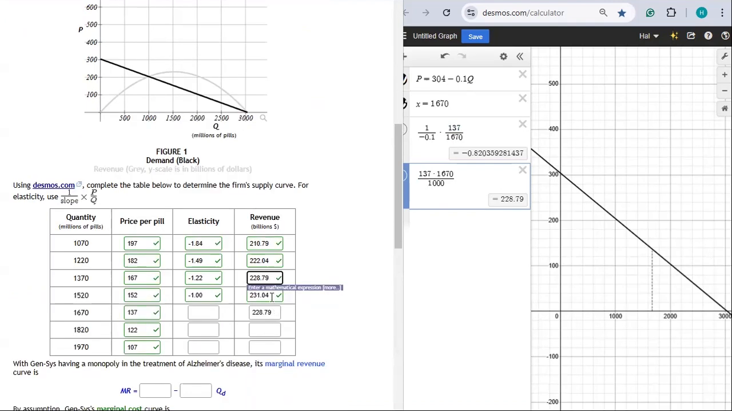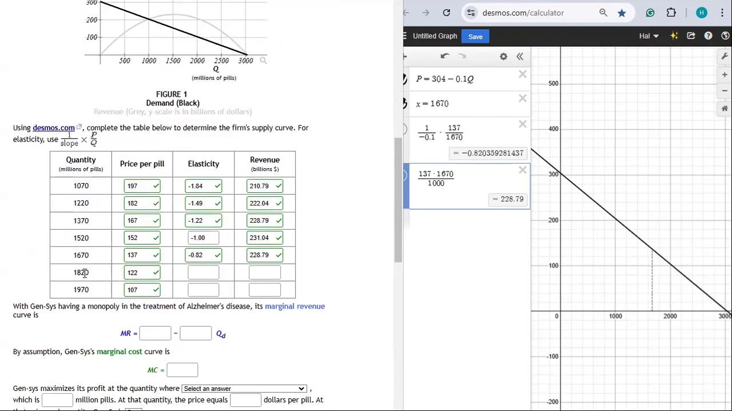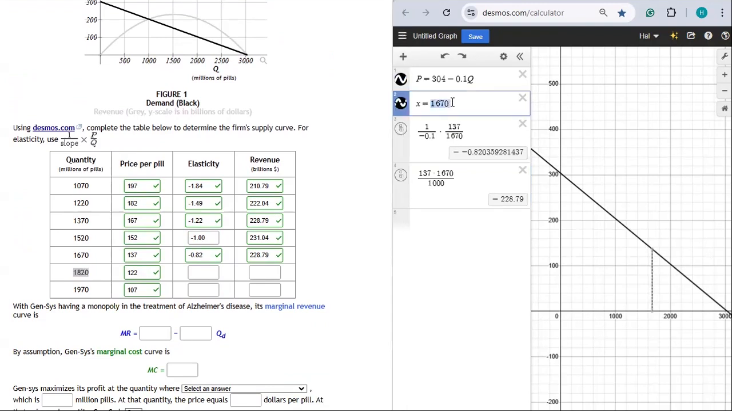So it looks like the peak was at 1520. When the quantity is 1520, right about here, we grow straight up, we get to the peak of revenue. So this value is going to be identical to that value. The elasticity is a negative 0.82. Now the quantity is 1820 million pills. Wherever I see 1670, I'm going to replace that with 1820.